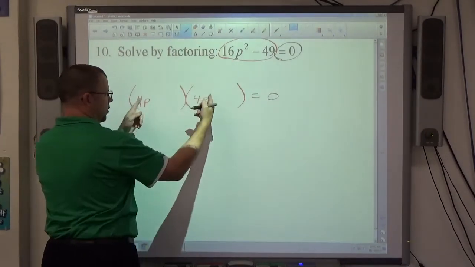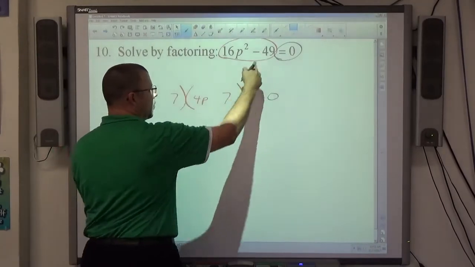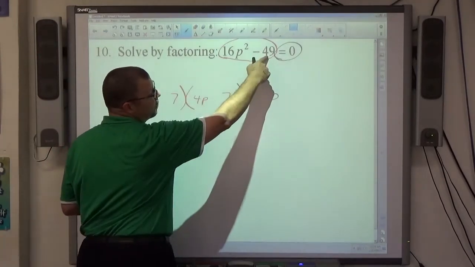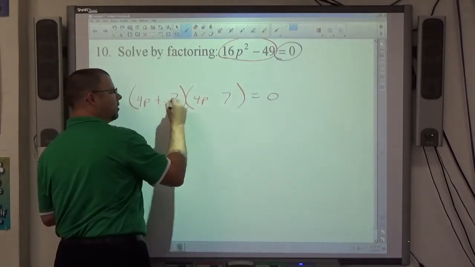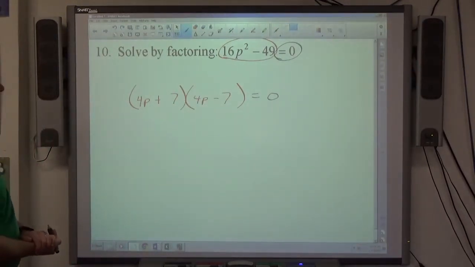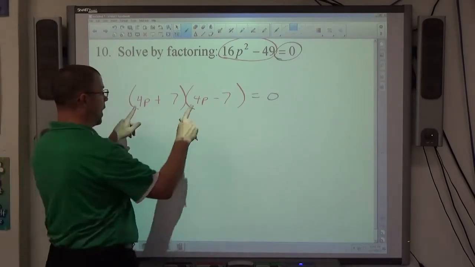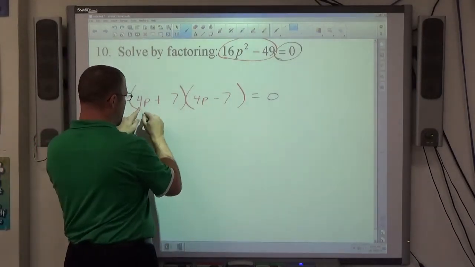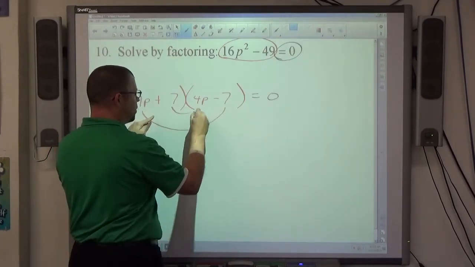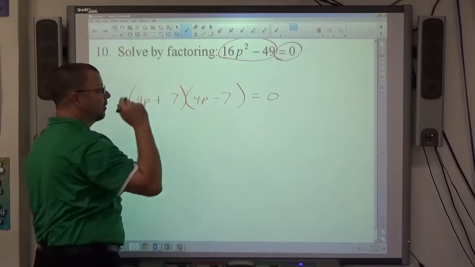that's located in the front, so I put the 4p's in the front. 7 times 7, that's located in the back, I put the 7's in the back. That's negative 49. It's 1 positive 7, 1 negative 7. So there's my factored form. 4p plus 7 times 4p minus 7 equals 0. To verify that it's the same thing, if I FOIL that, 16p squared minus 28p plus 28p cancels, minus 49. So you can see that they're exactly the same.